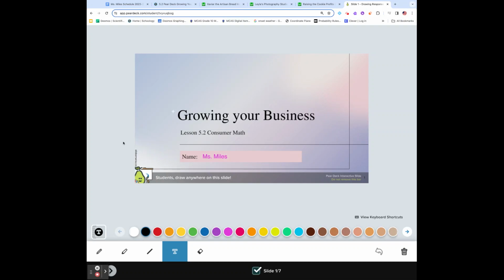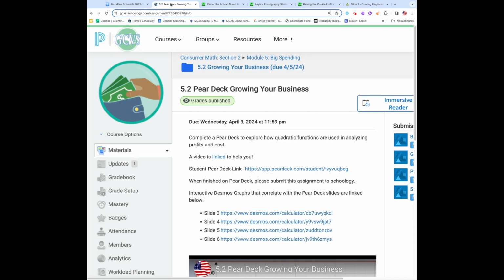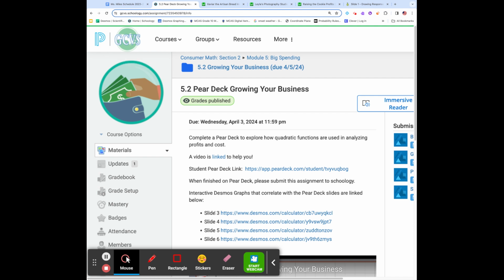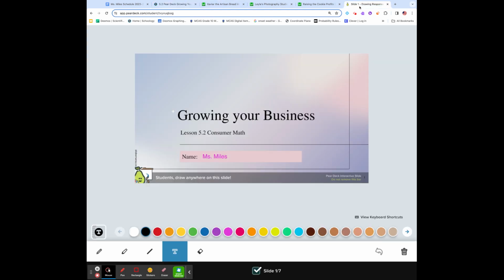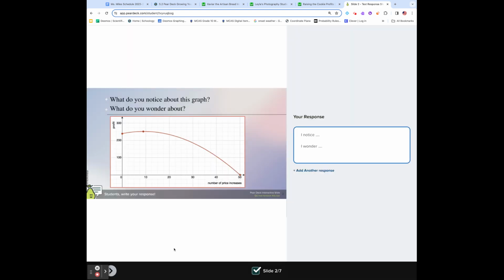We are continuing our work in quadratic functions and business. This lesson is growing your business, and you have your Pear Deck. We're going to be solving some problems that have to do with people who own businesses and how they're trying to maximize their profits or minimize their cost. On your assignment page, there are some interactive graphs that you are welcome to try out. And we'll get started with the very first prompt on slide number 2.